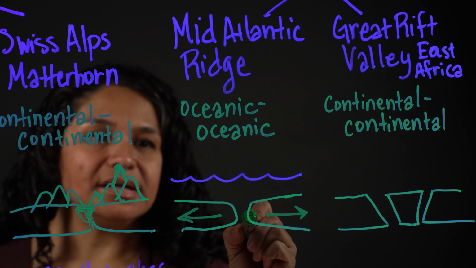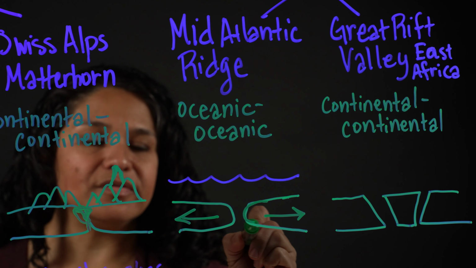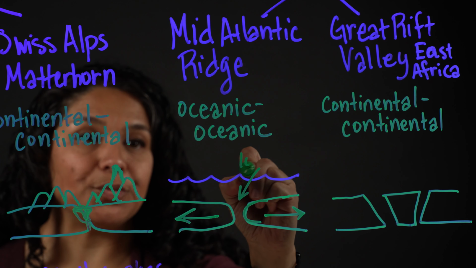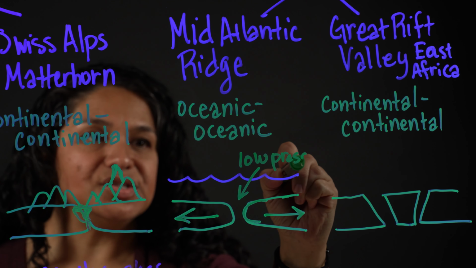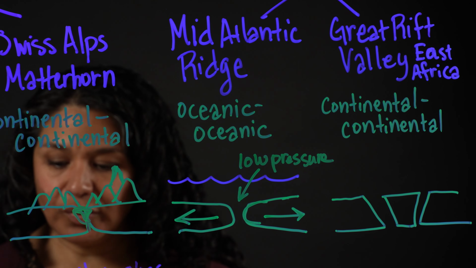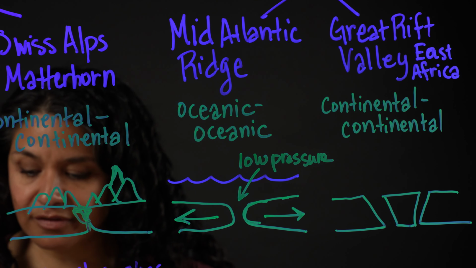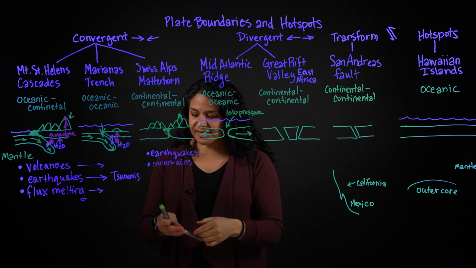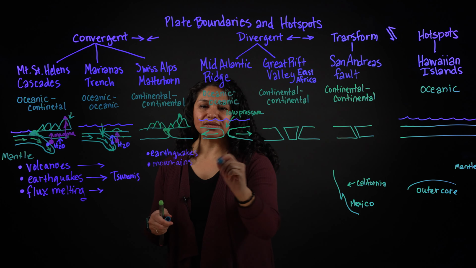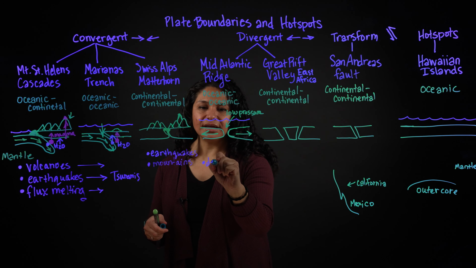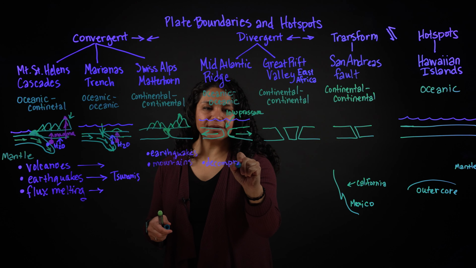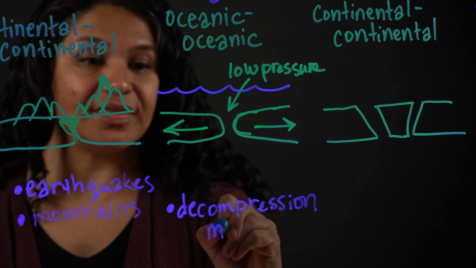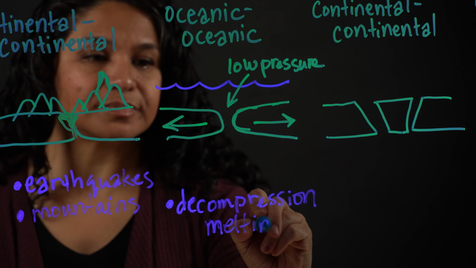What happens here is that when they move apart, we create this space where there is low pressure. Due to this low pressure, we have a different kind of magma forming for a different reason. And this is called decompression melting. So I'll go ahead and write this here. Decompression melting. So this is another way that magma forms.